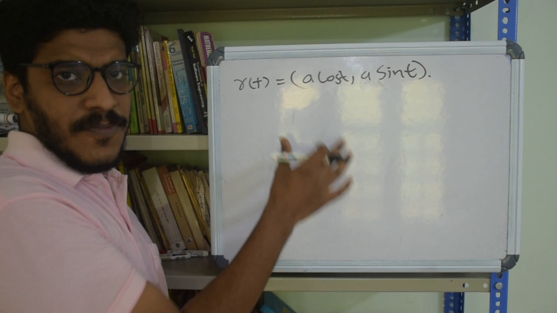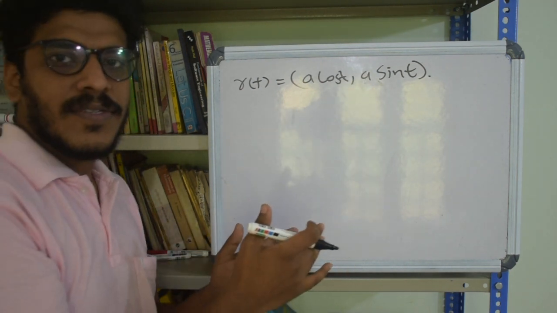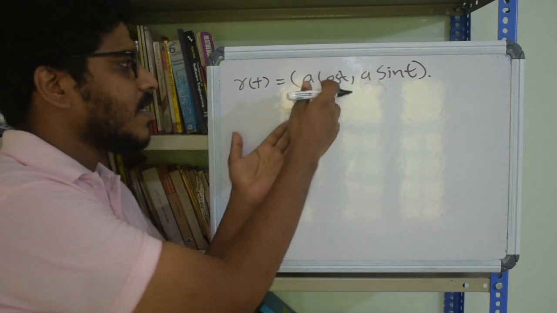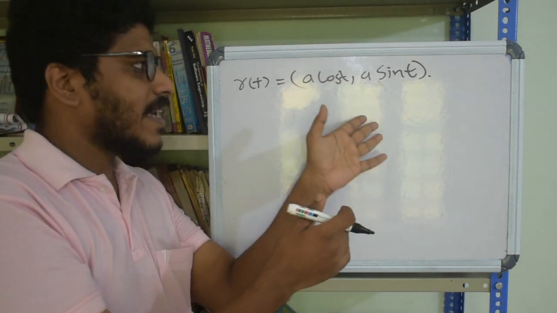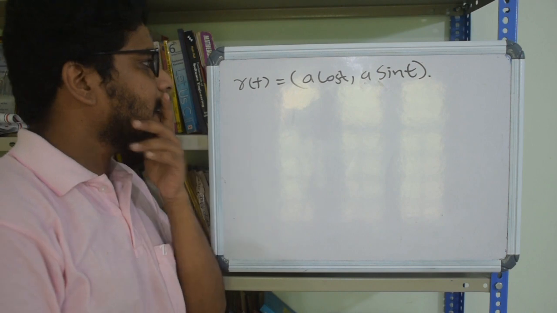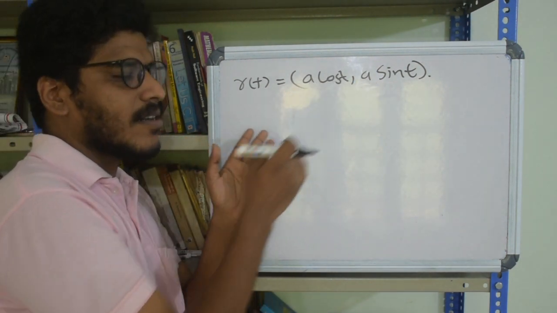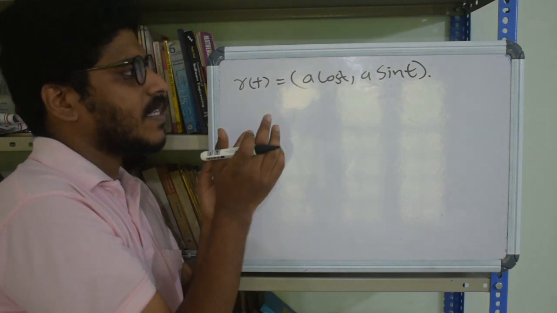So what does this mean? It has only two coordinates. So it's actually a vector in the two-dimensional plane. This means a cos t i plus a sin t j. Okay. So what figure does this represent? What is the parametric curve, or what is the curve determined by this equation?